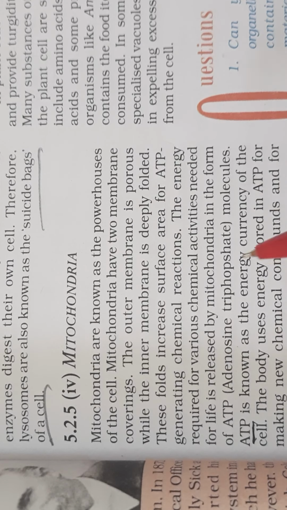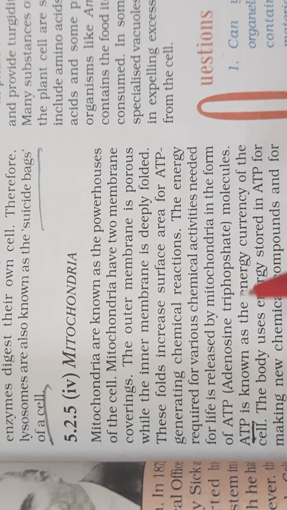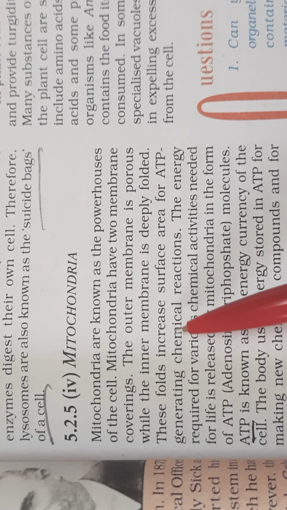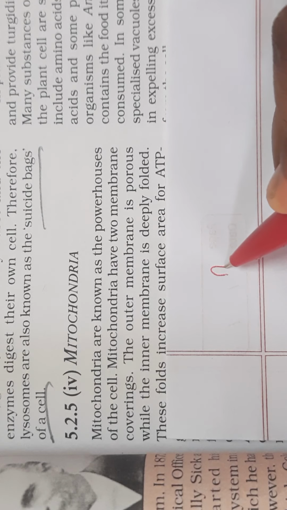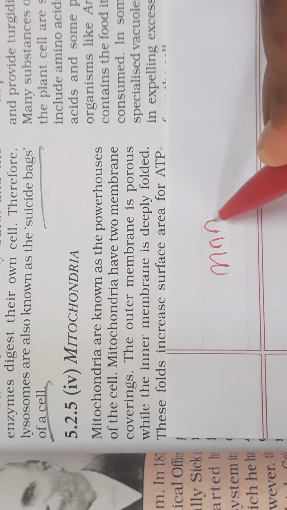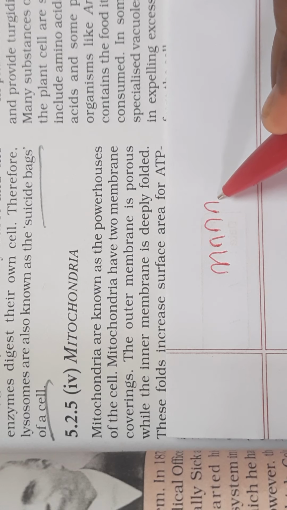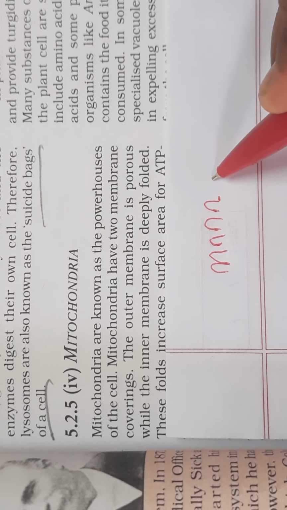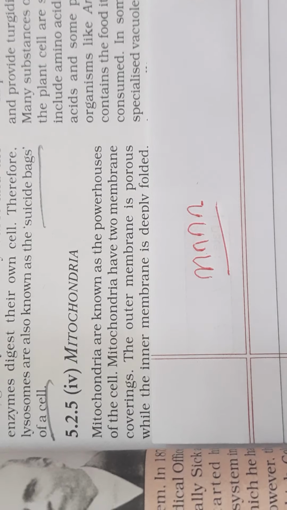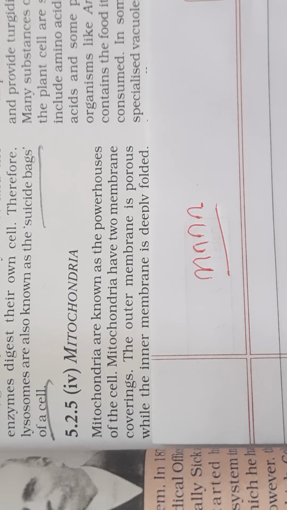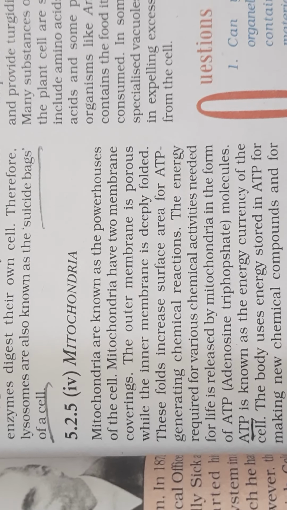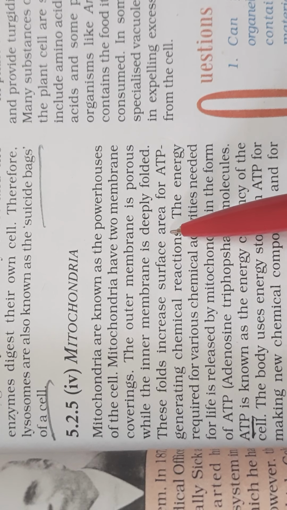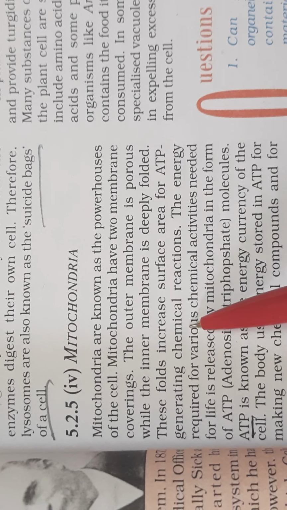These folds, as you have studied in class 7, are just like the villi in the small intestine. What happens when there are folds? If you make it straight, the folds increase the surface area for absorption. So here also, the mitochondria has a folded structure. The reason for the folds is that they increase the surface area for ATP-generating chemical reactions.